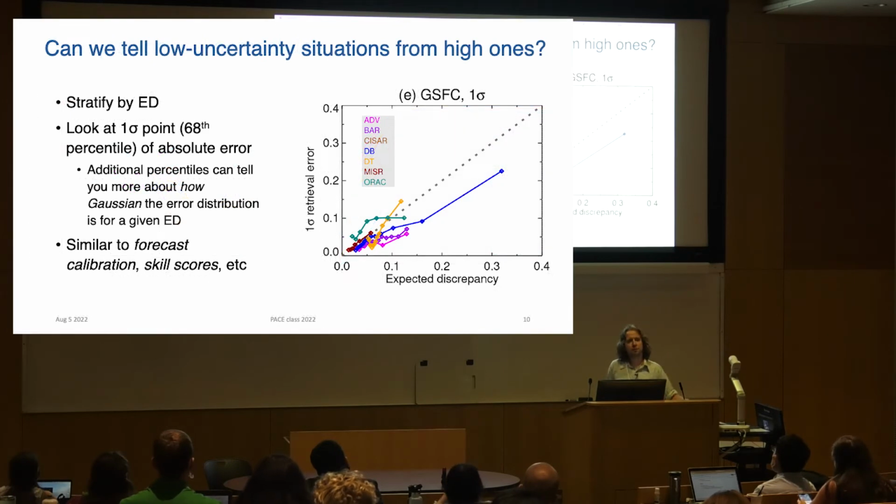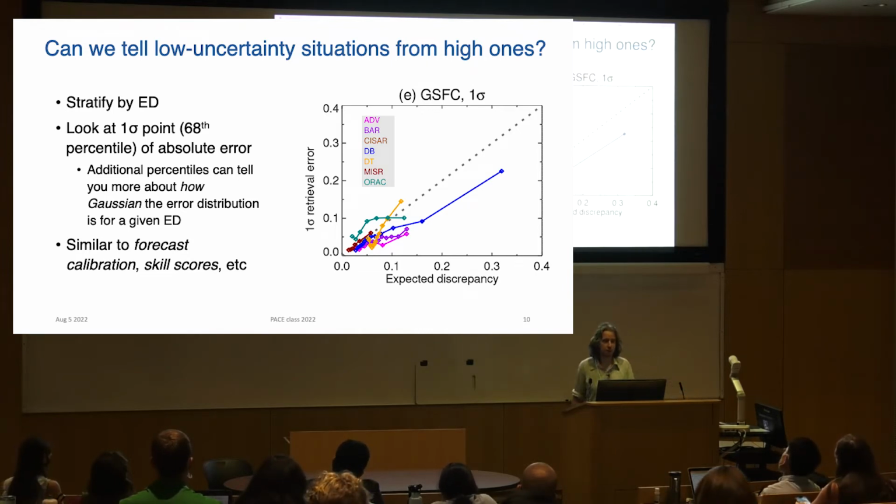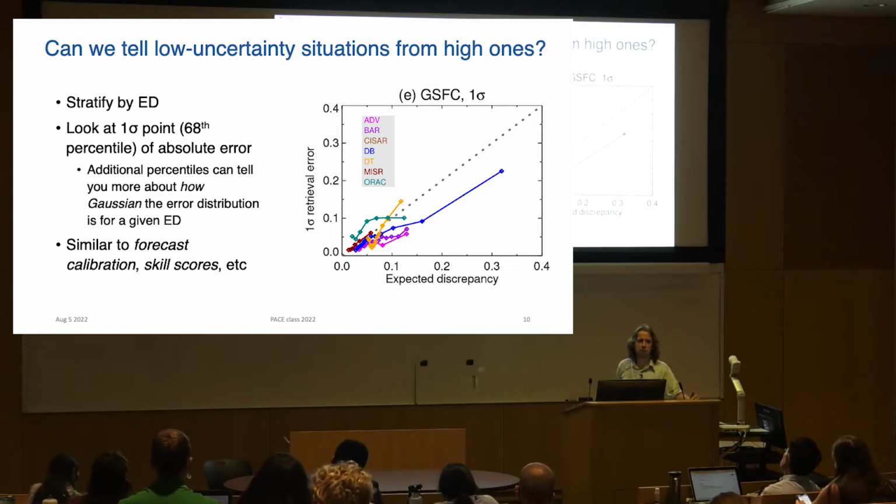Another thing we can do is try and stratify the data and see if there is skill. Can I tell a low uncertainty situation from a high uncertainty one? So if you split the data by the expected discrepancy, and then you look at within each bin of data what was the actual one sigma point of the absolute error, in an ideal case there should be a 1-to-1 line. And if it is, you can say, great, I know when I'm confident, I know when I'm not confident.